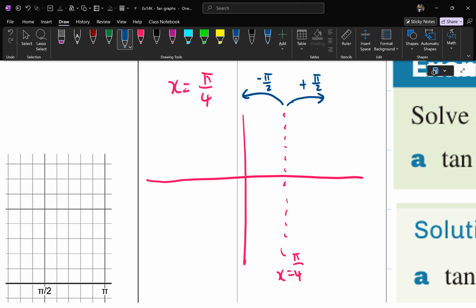What's pi on 4 plus pi on 2? What does that give you? 3 pi on 4, right? So you can just change it to 2 pi on 4, add on an extra 2. If you add an extra 2, this is what my asymptote looks like. This is now at 3 pi on 4, add an extra 2, 5 pi on 4, add an extra 2, 7 pi on 4. Can you see what I'm doing? I'm just drawing the boundaries.